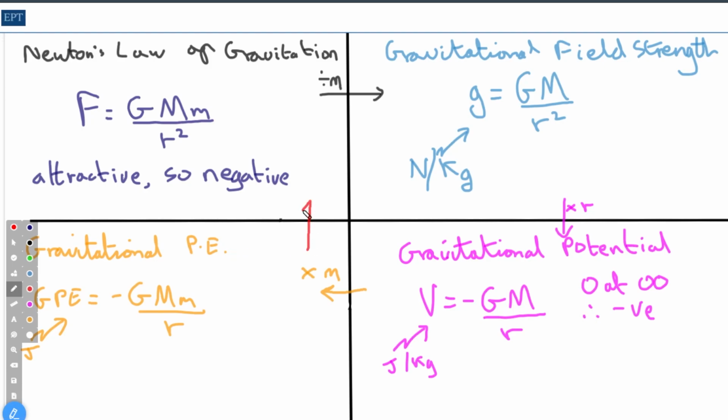It's worth giving some time and attention to this table because there are some patterns in it that can prove very useful. So, for example, starting in the top left corner and going clockwise, we can see that to move from Newton's law of gravitation to the gravitational field strength, it's a question of dividing by m. And looking at the bottom row, to go from gravitational potential on the right to gravitational potential energy on the left is the opposite, i.e. multiplying by m. In a similar fashion, to go from gravitational field strength to gravitational potential, multiply by r. And to go from gravitational potential energy to Newton's law, we divide by r.